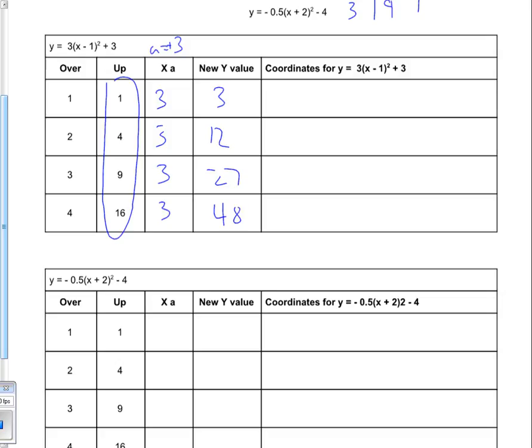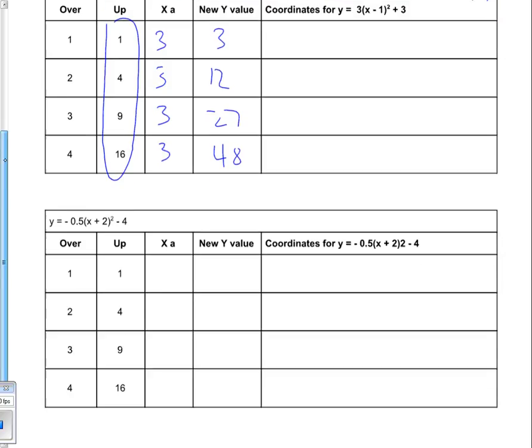Anytime you graph this, you have to do your up and over chart from the vertex. So we need to know where the vertex is, so we've got to figure out the HK values. In this case, our H value is positive 1, and our K value is positive 3. So the vertex is at positive 1, positive 3. Again, the vertex is always the HK value.